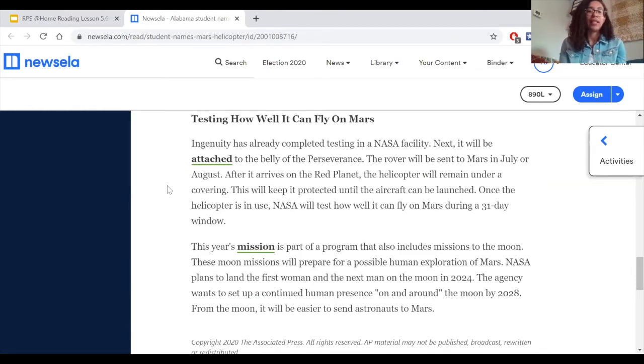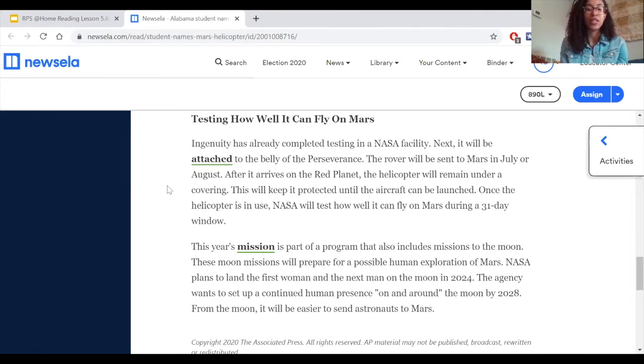Testing how well it can fly on Mars. Ingenuity has already completed testing in a NASA facility. Next, it will be attached to the belly of the Perseverance. The rover will be sent to Mars in July or August. After it arrives on the red planet, the helicopter will remain under a covering. This will keep it protected until the aircraft can be launched. Once the helicopter is in use, NASA will test how well it can fly on Mars during a 31-day window.